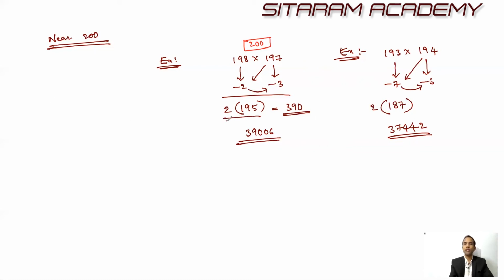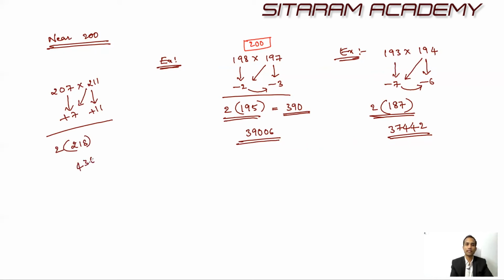Only thing is we need to multiply with 2 after getting this step. That's all. For example, we have 207 multiplied with 211, let us say. This is 7 more than 200. This is 11 more than 200. And 211 plus 7 will become 218. Multiplied with 2, this will become 436. After this, 7 into 11 will become 77. This is the answer. Very simple.